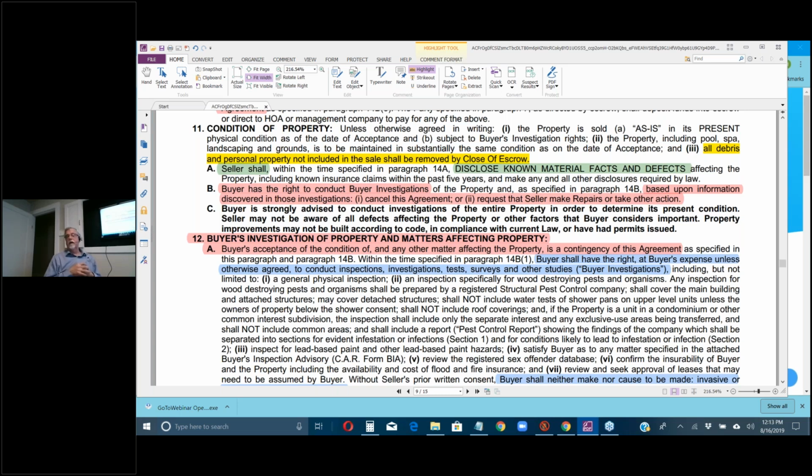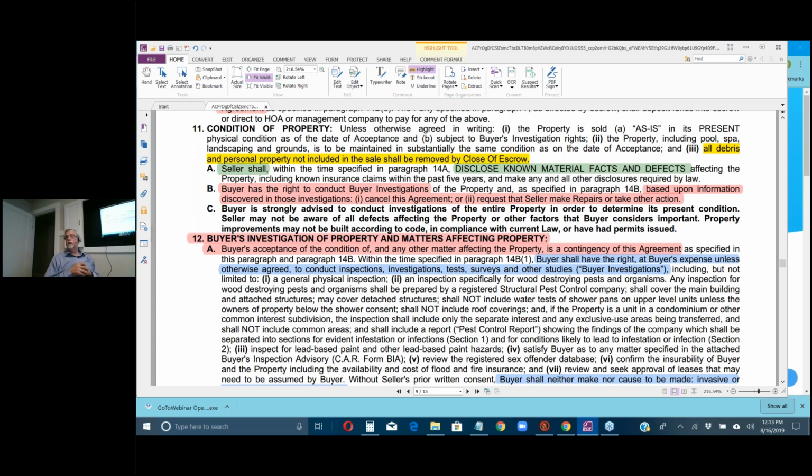The seller is advised to conduct investigations of the entire property in order to determine its present condition. Seller may not be aware of all defects affecting the property and other factors. Property improvements may not be built according to code. Oh, really? Or in compliance with current law, or have had permits issued.